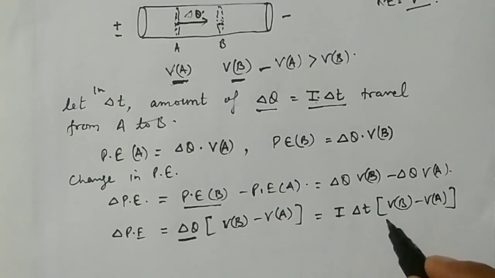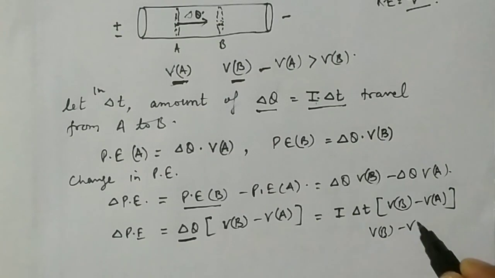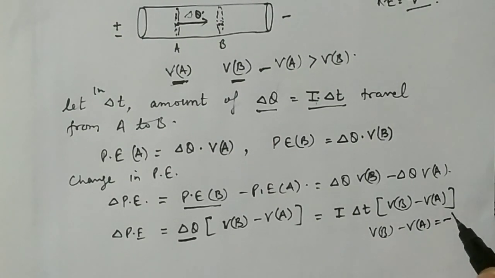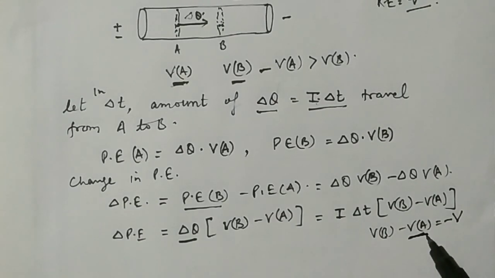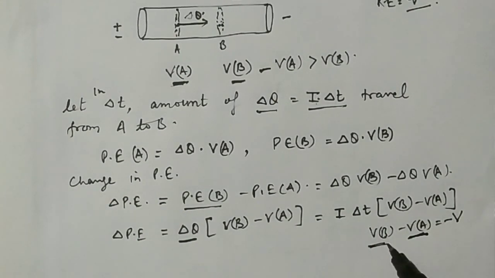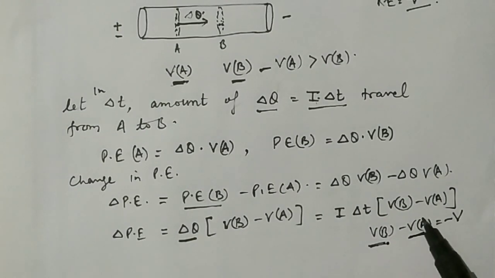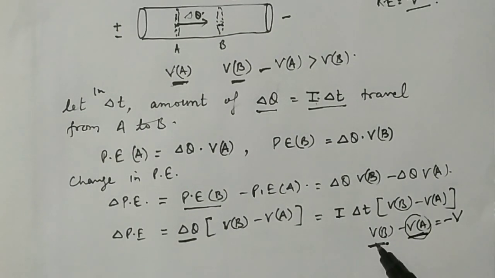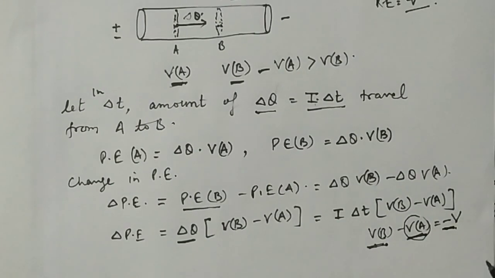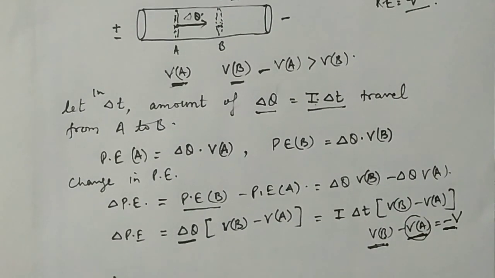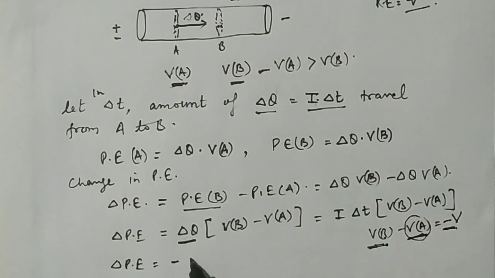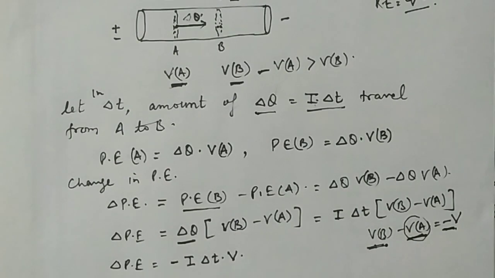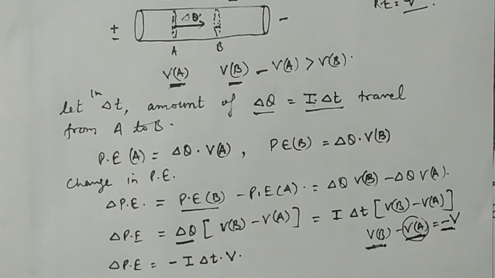I assume that VB minus VA is equal to minus V, because we know that the potential of A is more as compared to the potential of B, so it should be negative in sign. So the change in potential energy becomes minus I delta t V. So this is your change in potential energy.